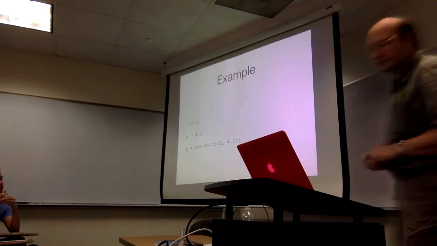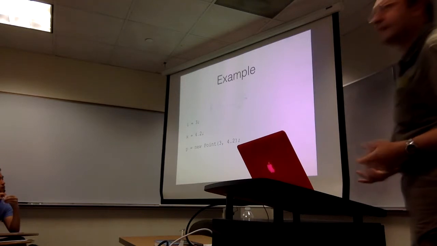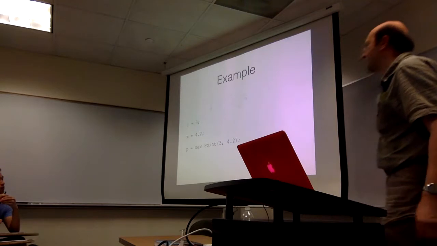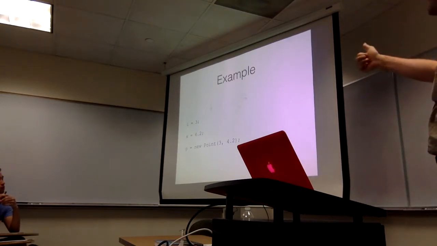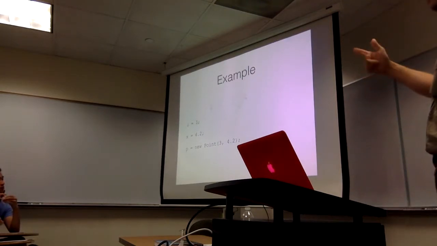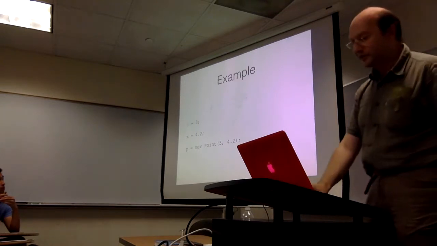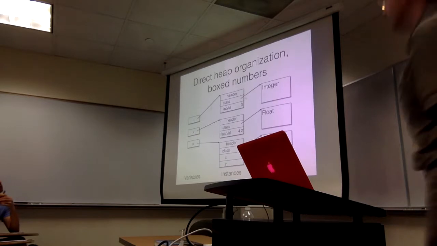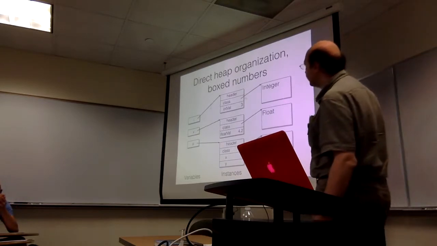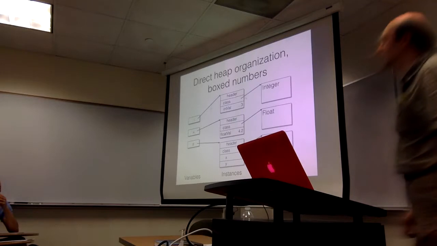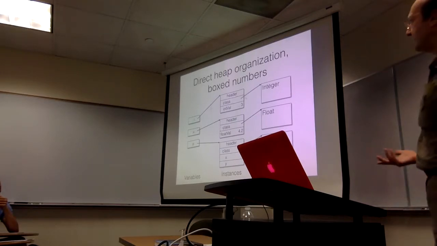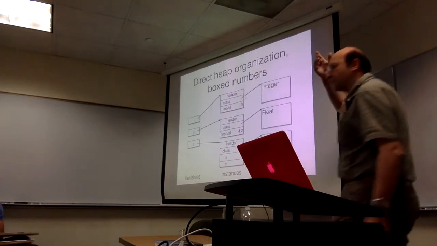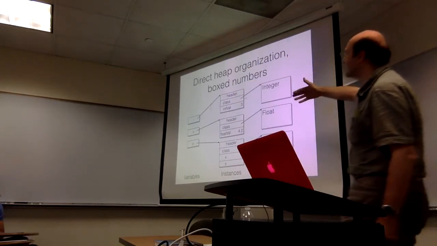Okay. So imagine we have now a language in which we can have simple types and some structured types. In this case, I have an integer, a floating point number, and an object containing an integer and a floating point number. How would that look in the heap? Well, if we had a direct heap organization, each of the variables would contain the address of a cell which contains the value that we're interested in, but it has to also carry the type information around with it so that we can tell dynamically what the associated value is.